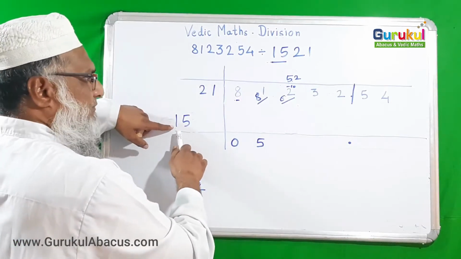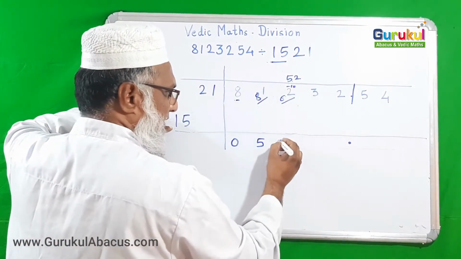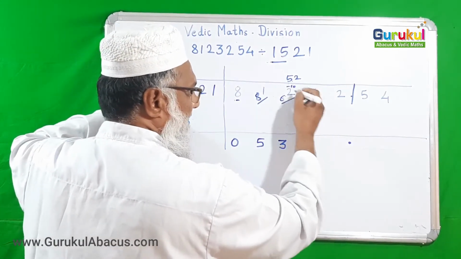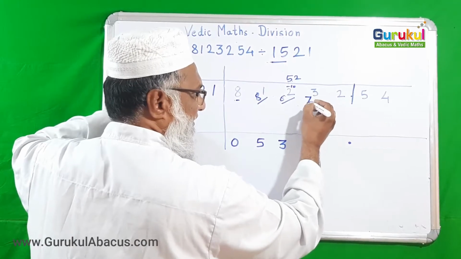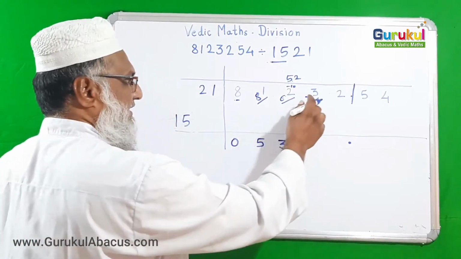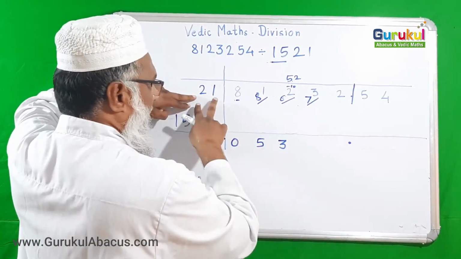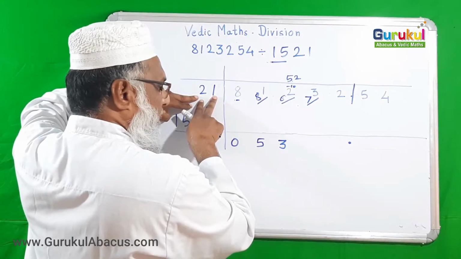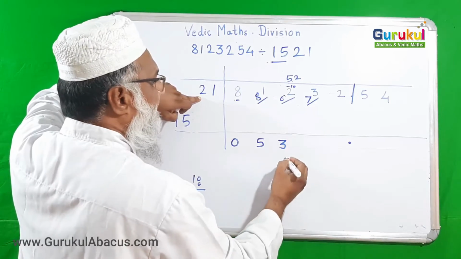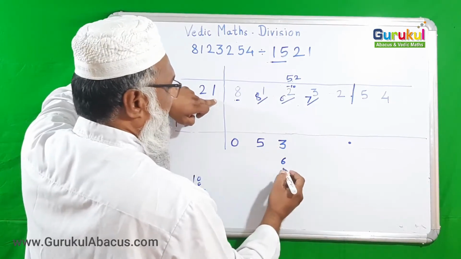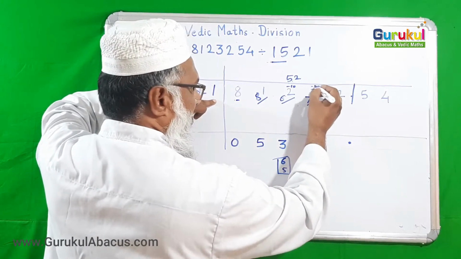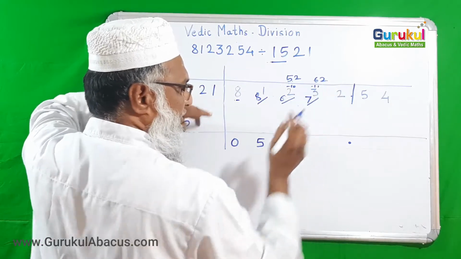So 15 is here, 15 3s is suitable. So I am taking 15 3s. 15 3s are 45. If I subtract from 52, I am getting 7 here. So here I am getting 73. Now with 73, I should subtract the cross multiplication of the two flag digits and the two answer digits. So 2 3s are 6 and 5 1s are 5. Together they are 11. So 11 I should subtract from it. So I am getting 62.